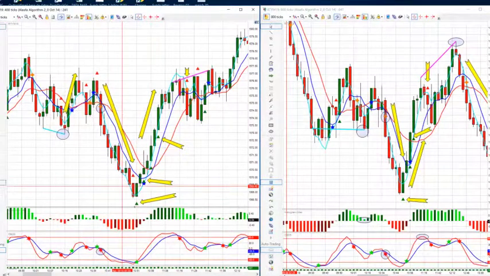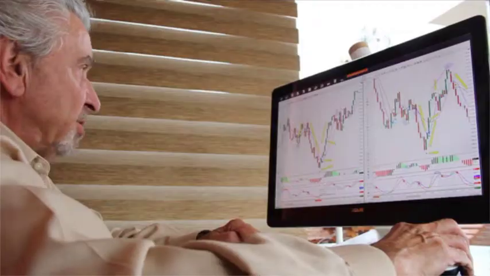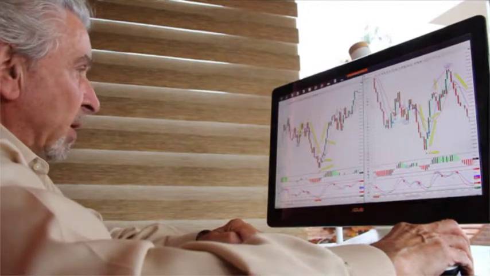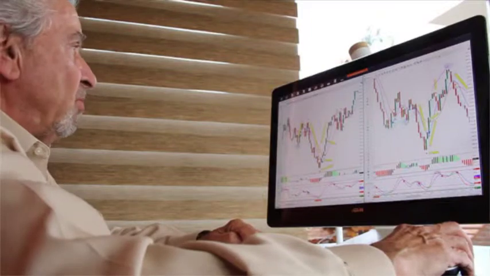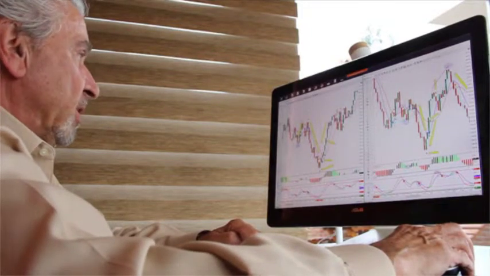The market reaching the bottom, this is OBOS, overbought, oversold. This is the range where Wall Street is trading. We know exactly every move that Wall Street is making.